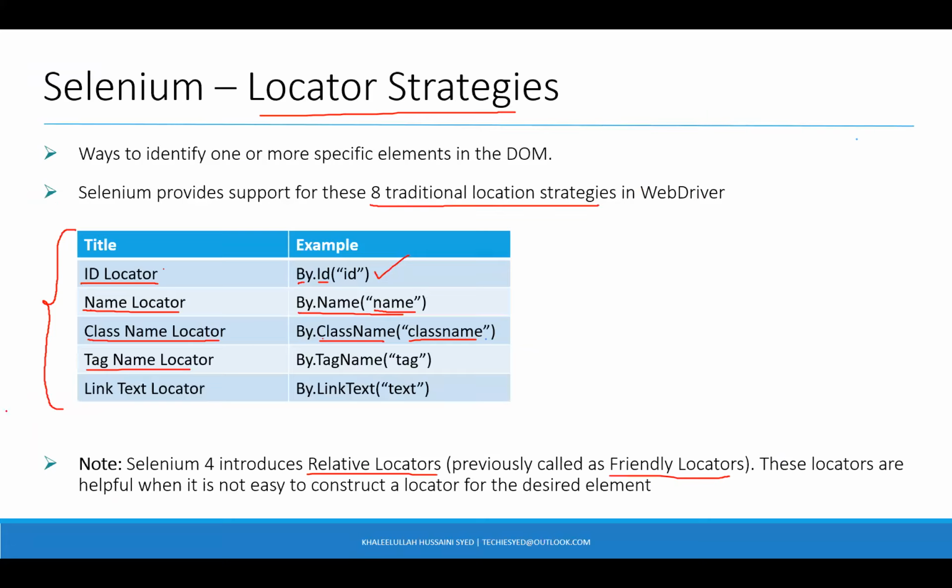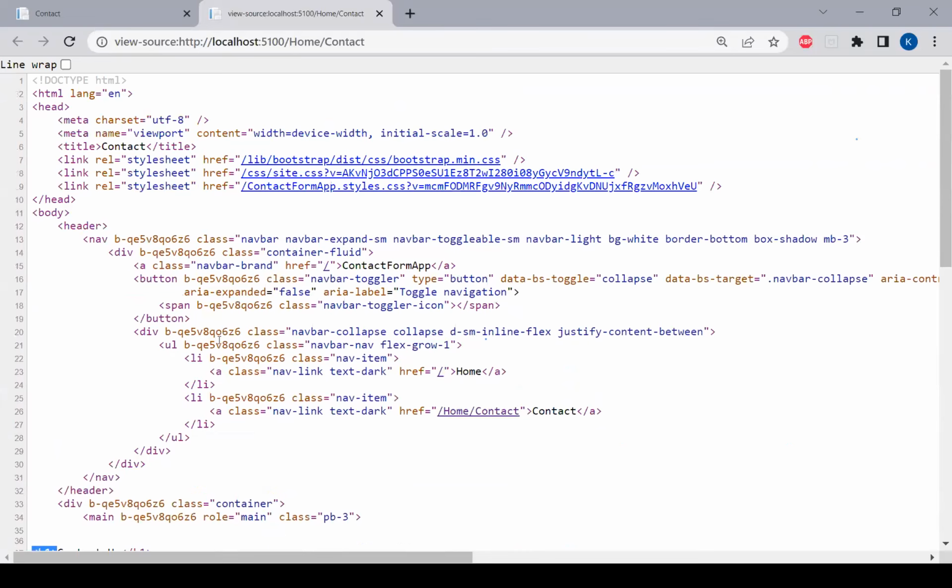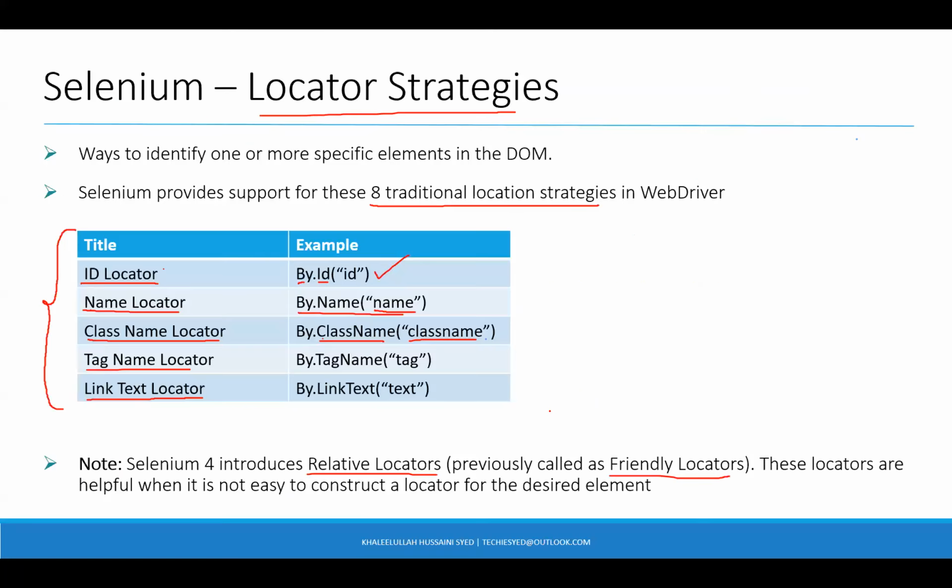Then there is also the link text locator, which locates elements based on the text of the hyperlink. You see here, there are two hyperlinks on my page. Let me scroll up. Yeah, this is one hyperlink to go to the home page, and this is another hyperlink for going to the contact page. So if I want to search an element using the text of this hyperlink, this is the text. Again, I can use the link text locator and pass in the text for searching that element.